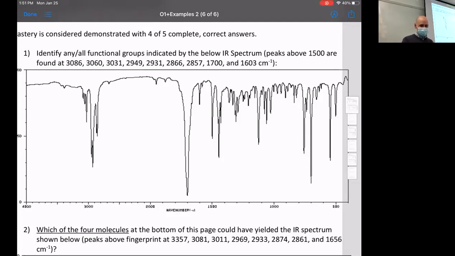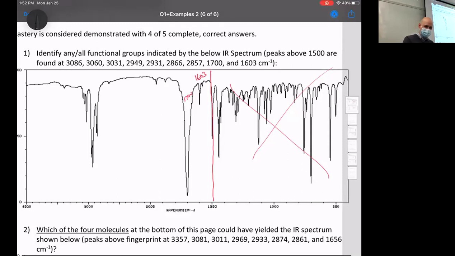What I recommend when interpreting an IR is to start with the fingerprint region, right here at 1500, and cross it all out. The fingerprint region is something we use when we have something to compare it to. If you don't have a database in your brain, cross it all out and ignore it. Then start from there and work your way left. So here is a peak at 1603. Here is a peak at 1700. Here are some peaks, and we'll get to those in a minute.